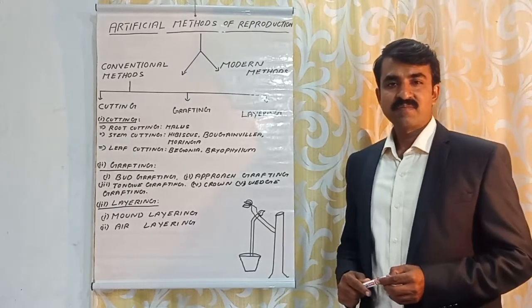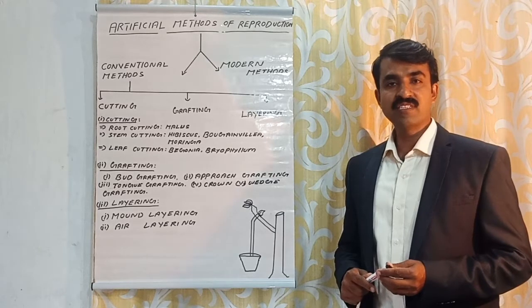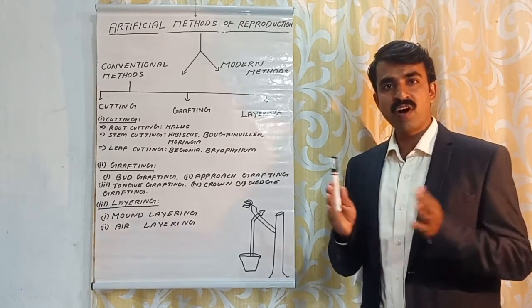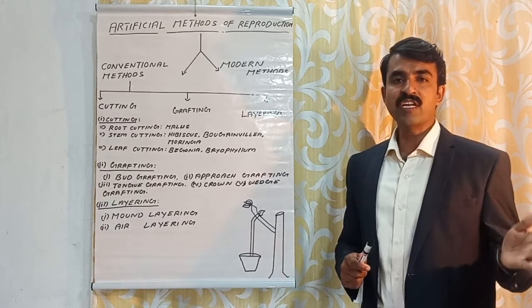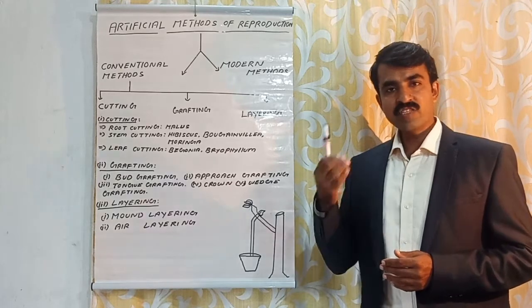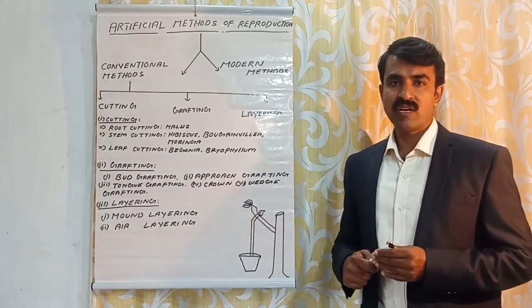Welcome to the class Reproduction in Plants. In the previous class we discussed reproduction in plants, which comes under two broad categories, that is sexual reproduction and asexual reproduction. And we have also discussed the various heads under asexual reproduction.